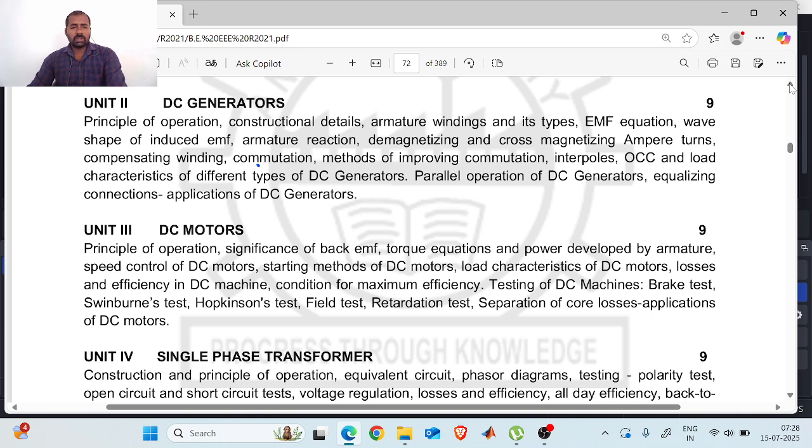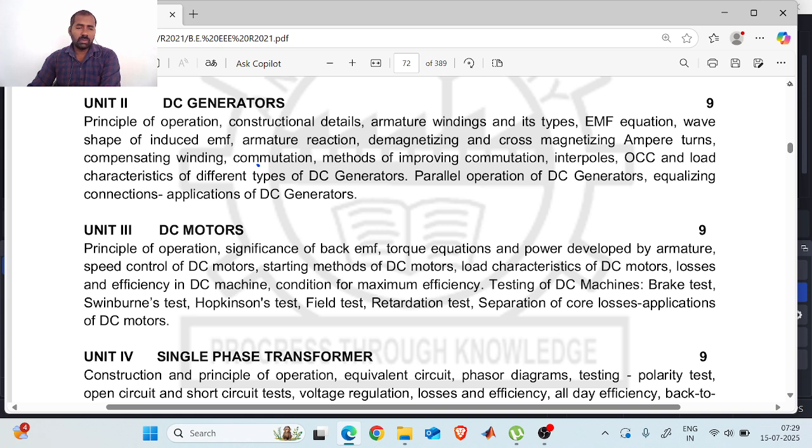Next, OCC and load characteristics. The different types of DC generator characteristics we will analyze and study, like the OCC, meaning open circuit characteristics, and the load characteristics of the different types of DC generators. There are different types of DC generators, so we will study one by one. One of the topics under DC generators is parallel operation of DC generators. What are the benefits of connecting the generators in parallel, everything we will see, and equalizing connection and applications of DC generators.